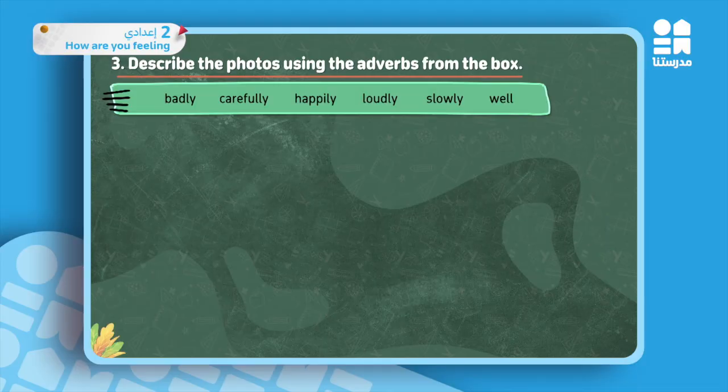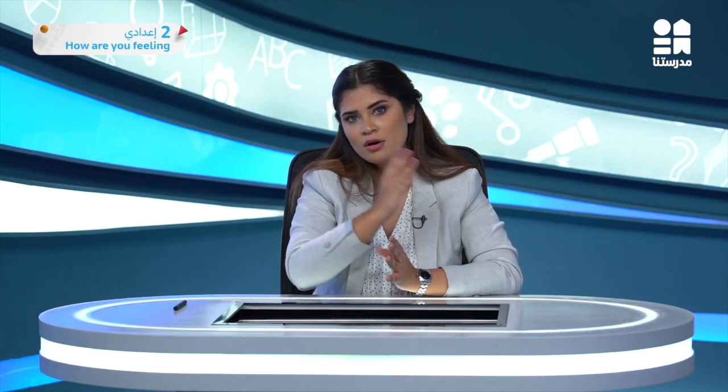Okay. Now, describe the photos using adverbs in the box. Here we have some adverbs we talked about in the previous session, like badly, carefully, happily, loudly, slowly, and well. We talked before about some adverbs that end in ly and other irregular adverbs that are totally changed. Okay? So here badly معناها بشكل سيء، carefully معناها بحذر، happily معناها بسعادة، and loudly or slowly and well.